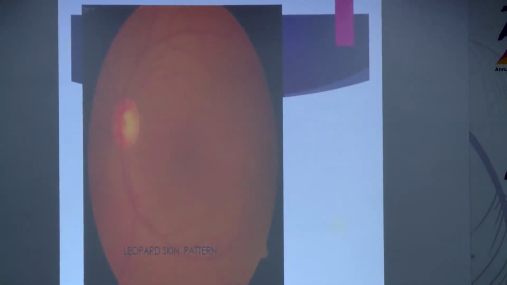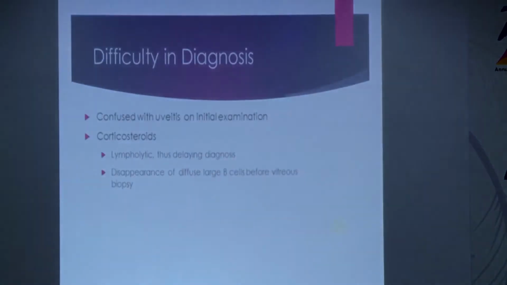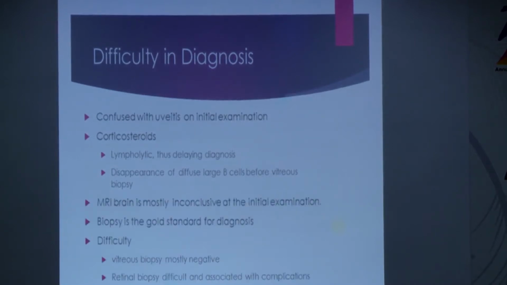Classical appearance of leopard skin is seen, where multiple hyper and hypopigmented lesions are seen, which are better appreciated on autofluorescence imaging. As confused with uveitis, ophthalmologists initiate corticosteroids, which are lympholytic and further delay diagnosis. Even steroid leads to disappearance of B cells prior to vitreous biopsy.